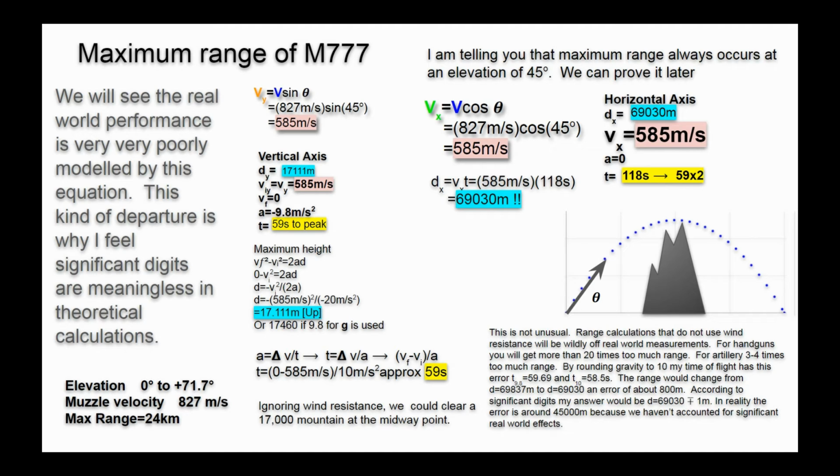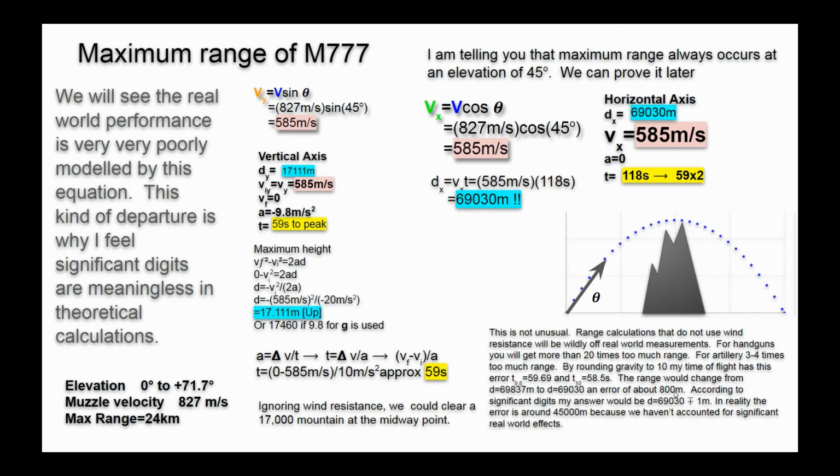This is why I don't care for significant digits. You compute 69,030 meters. And if someone argued with me, the rounding error we made by changing gravity to 10 would change the time of flight from 59.69 seconds to 58.5. That's what rounding gravity did. Just changing it a little bit, a little over 1 second difference, would cause an error in this calculation. From 69,030 meters, it would change to 69,837.